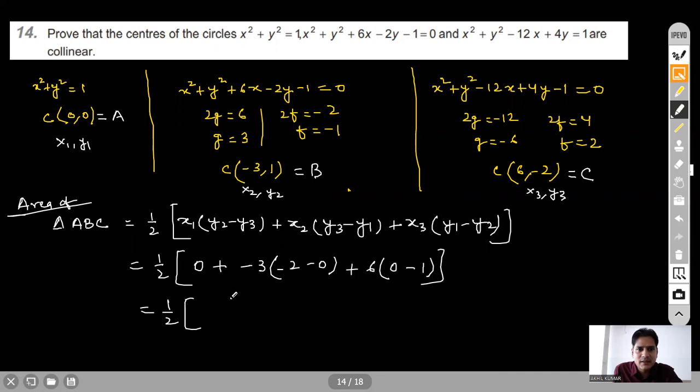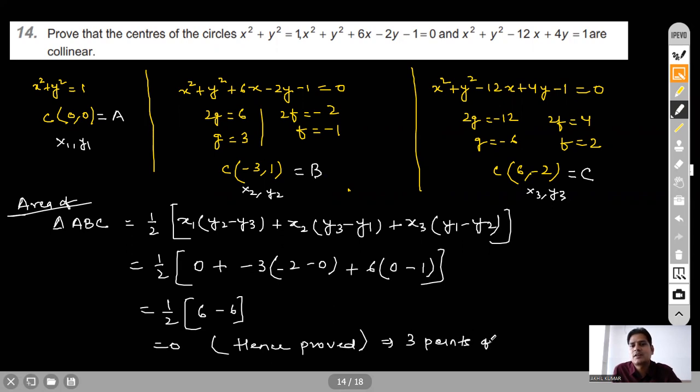So half times minus 3 into minus 2, this will be 6. And 6 into minus 1, this will be minus 6. So this is 0. Hence proved that all three points are collinear. Right? So the centers of all these three circles are collinear. Okay.